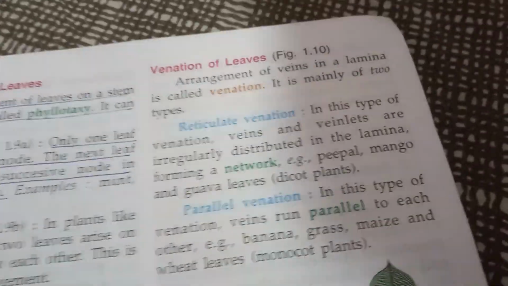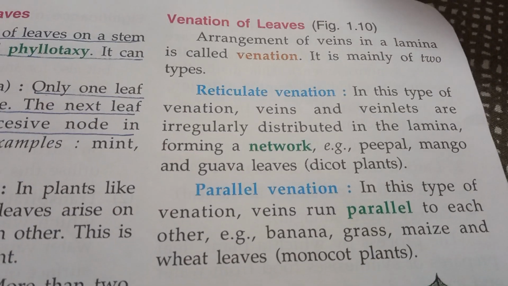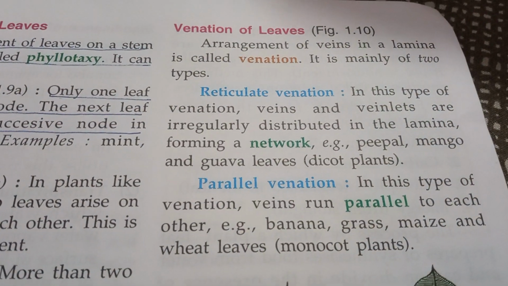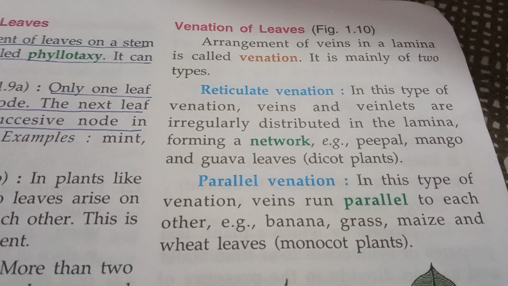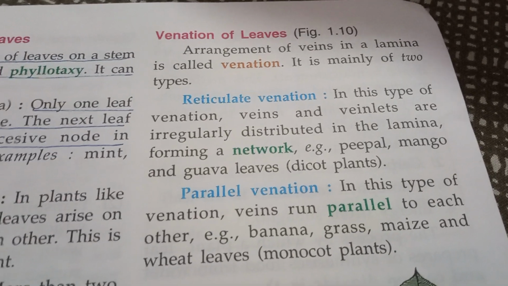Then there is venation of leaves, which I was telling you. Arrangement of veins in a lamina is called venation. It is mainly of two types. Reticulate venation: in this type of venation, veins and veinlets are irregularly distributed in the lamina, forming a network.